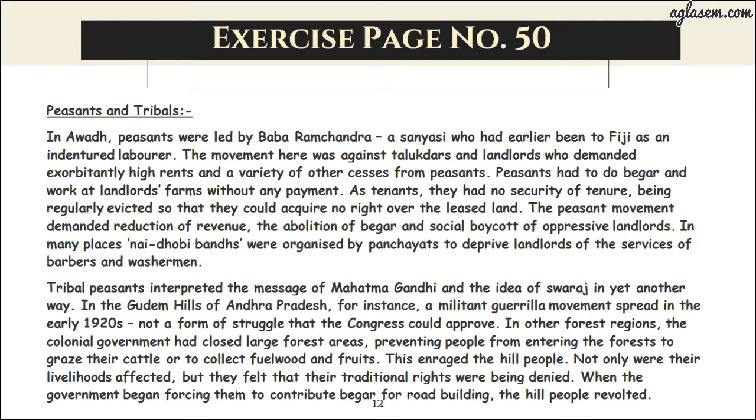In the Gudem Hills of Andhra Pradesh, an intense militant guerrilla movement spread in the early 1920s.